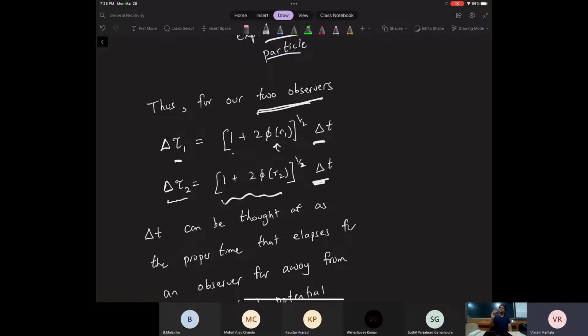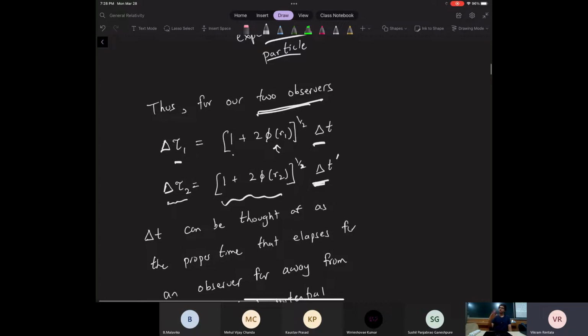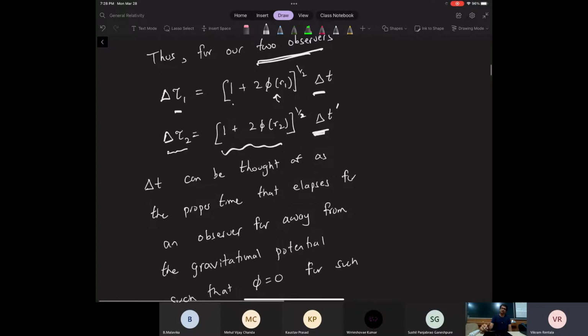Yeah, that's a good point. Delta t could also be different. This delta t could be a delta t prime in general.